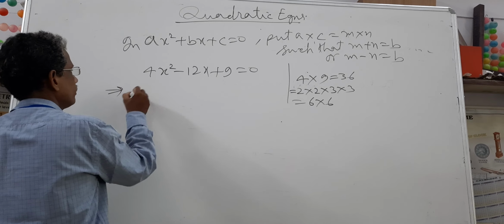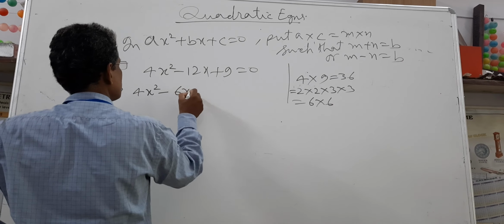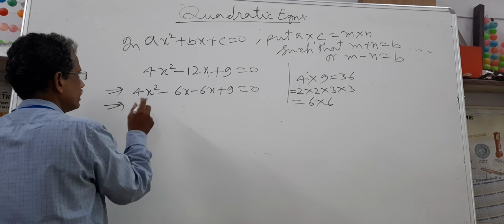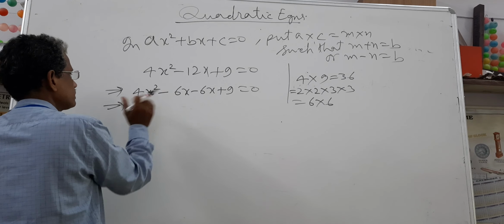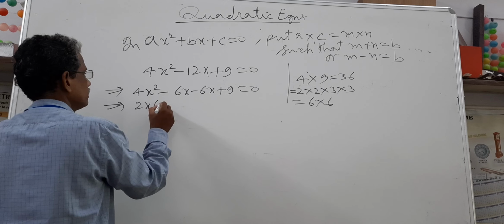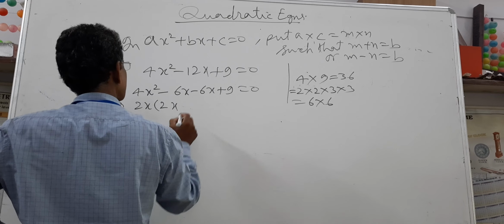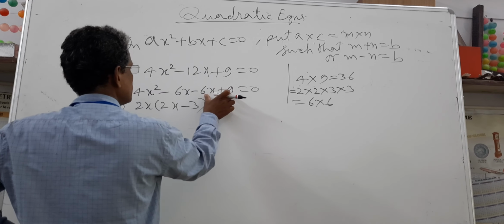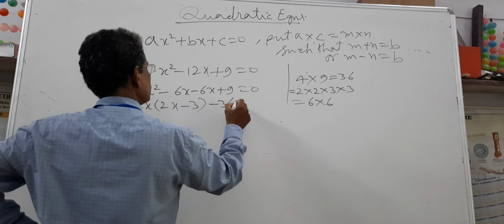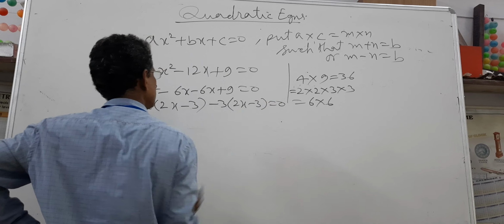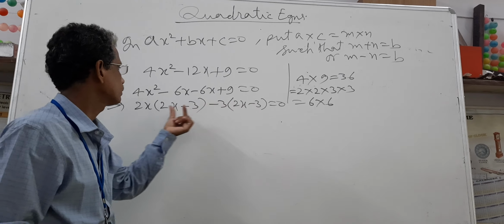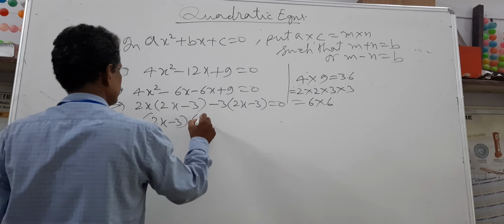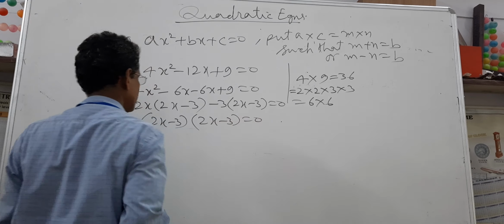This implies 4x square minus 6x minus 6x plus 9 equal to 0. In this part, 2x is common. Take 2x common. You will get 2x minus 3. In this portion, minus 3 is common. You will get 2x minus 3 equal to 0. In these two terms, 2x minus 3 is common. Take 2x minus 3 common. You will get 2x minus 3 times 2x minus 3 equal to 0.